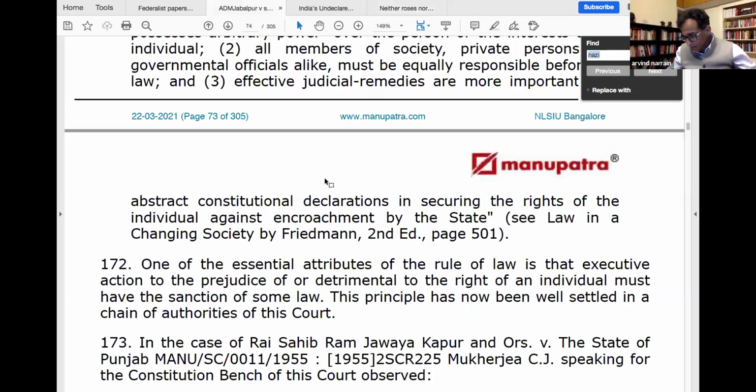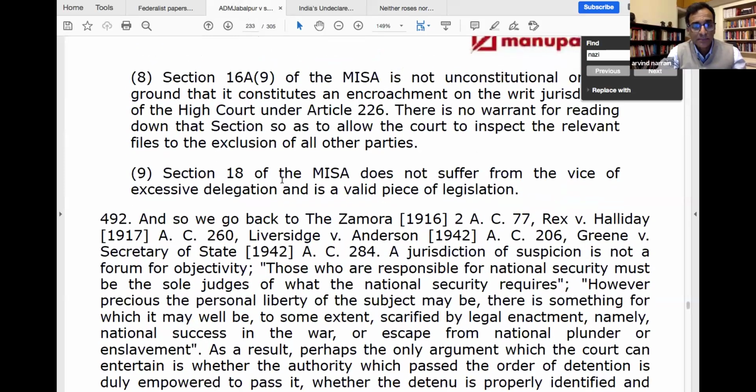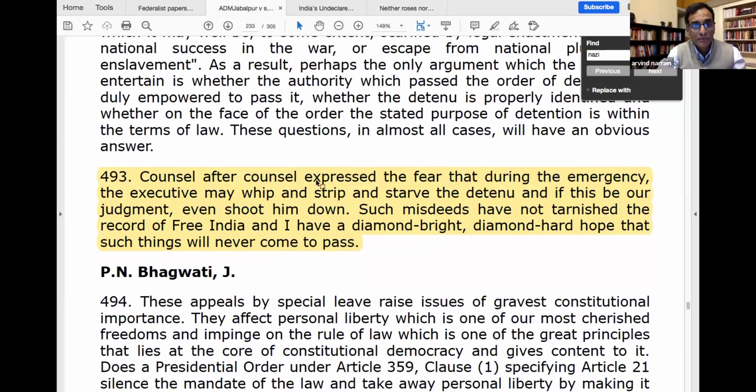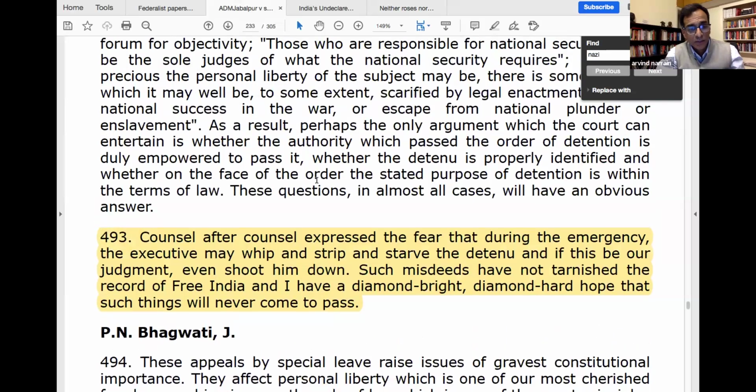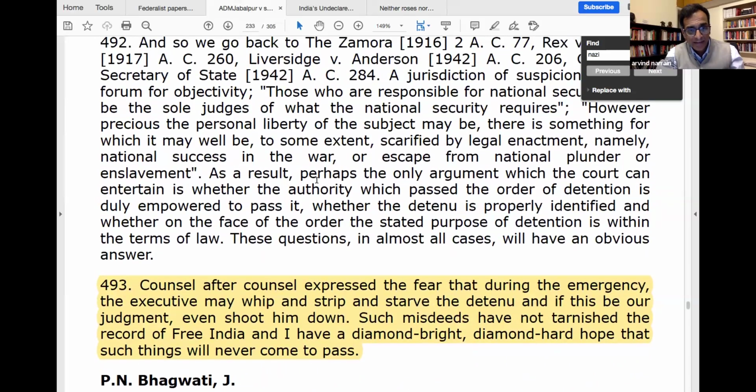And we look at some of what Chandrachud as well as Bhagwati said, and then we'll look at the Khanna judgment. This is Chandrachud's conclusion, right? Just read it.